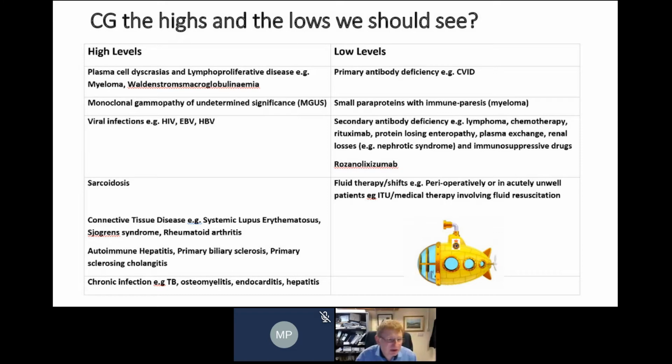The high levels, there's a whole range of things that can make your immunoglobulins, your antibodies, go very high. So yes, for myeloma, MGUS, but also infections like hepatitis, HIV, and then sarcoid, connective tissue disease, and chronic infections can do that as well. So it's a very potentially rich set of information that one can get from such a simple component of liver function tests.